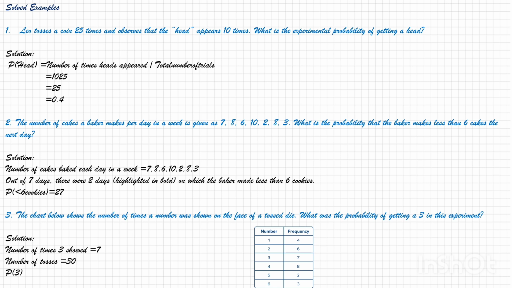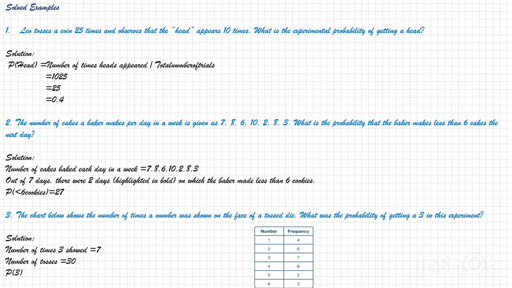The number of cakes a baker makes per day in a week is given as 7, 8, 6, 10, 2, 8, 3. What is the probability that the baker makes less than 6 cakes the next day? Solution. Number of cakes baked in each day in a week. Out of 7 days, there were 2 days highlighted in bold on which the baker made less than 6 cakes. P(less than 6 cakes) is equal to 2/7.